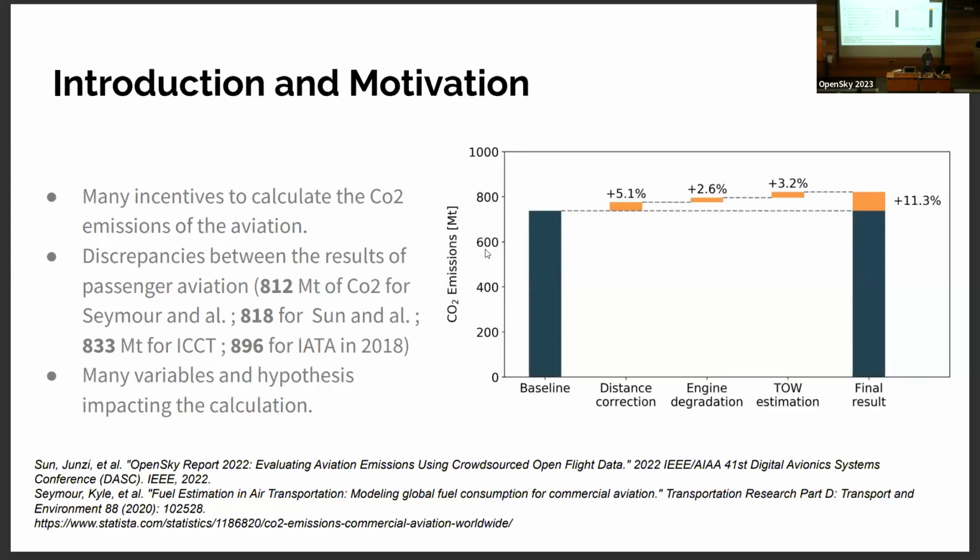Seymour and Jansi had similar approaches. They used the FIT method, which is a method presented by Seymour, and they managed to get very similar results, even though they didn't use the same data. And there are different data on that. So the idea is that there are many variables and many different hypotheses taken to calculate, and that are impacting this calculation. So we wanted to try to evaluate the impact of those different hypotheses on the calculation of the fuel consumption.